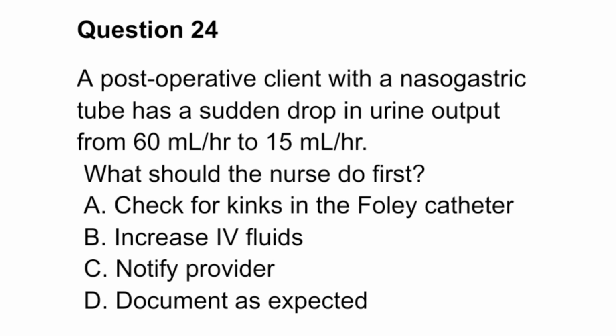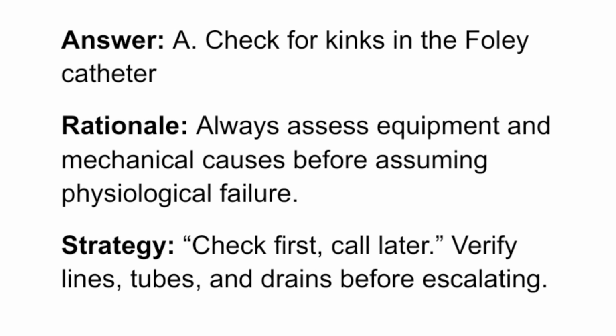Question 24. A postoperative client with a nasogastric tube has a sudden drop in urine output from 60 milliliters per hour to 15 milliliters per hour. What should the nurse do first? A. Check for kinks in the Foley catheter. B. Increase IV fluids. C. Notify provider. D. Document as expected. Answer: A. Check for kinks in the Foley catheter.